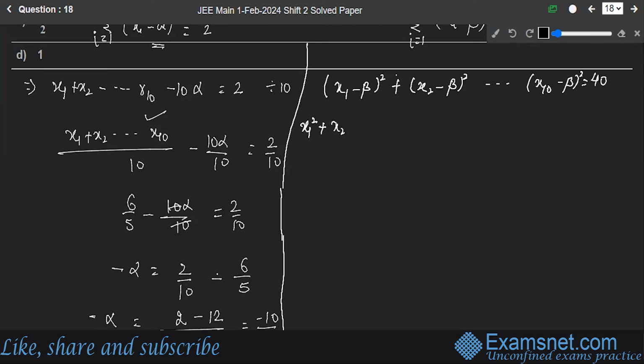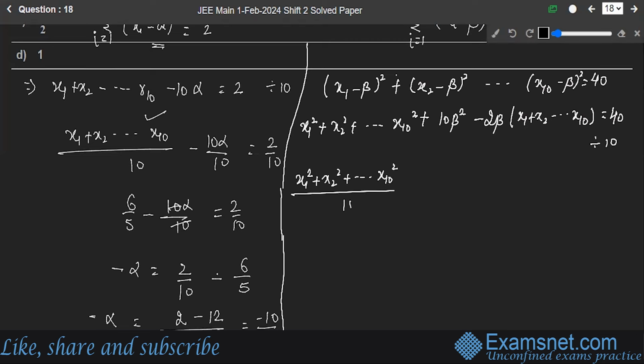Let's open it up. You have x1 square, x2 square, so on till x10 square. Now beta square is coming 10 times, so this will be 10 beta square minus 2 beta into (x1 plus x2 till x10). This is equal to 40. Hope you are clear till here. Okay. Now again dividing both sides by 10, you will have (x1 square, x2 square, till x10 square) divided by 10 plus beta square minus 2 beta (x1, x2, x10 whole) divided by 10 is equal to 4. Hope you are clear till here.